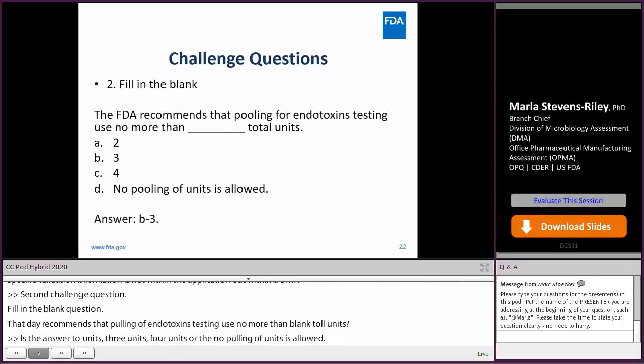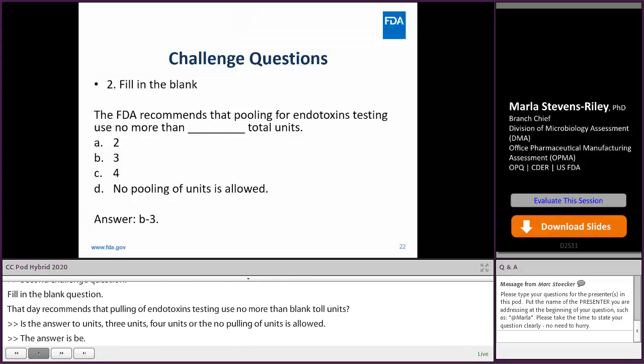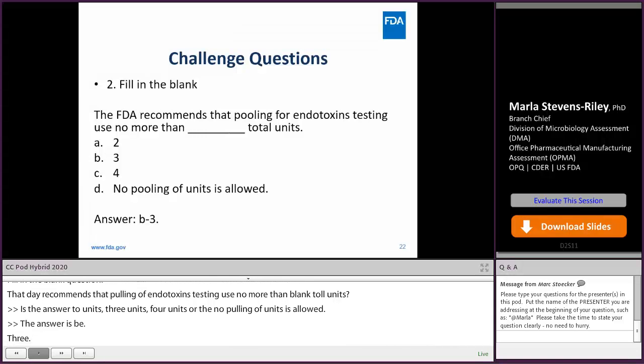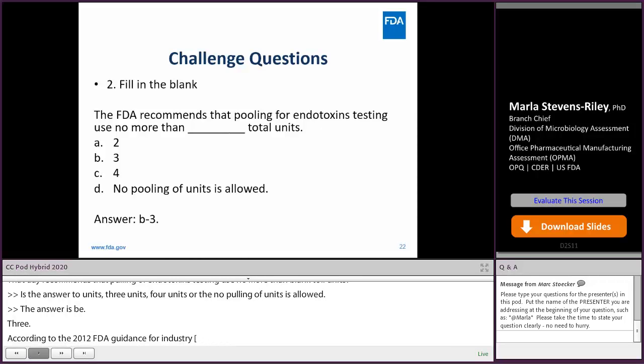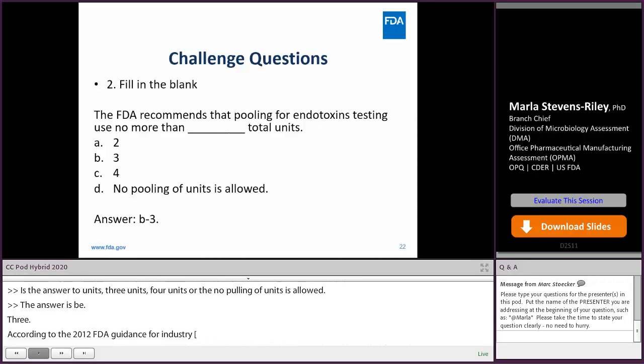According to the 2012 FDA Guidance for Industry, Pyrogens and Endotoxins Testing, Questions and Answers, no more than 3 units should be pooled for endotoxins testing. Additionally, the maximum valid dilution should be reduced by 3, the number of units pooled.